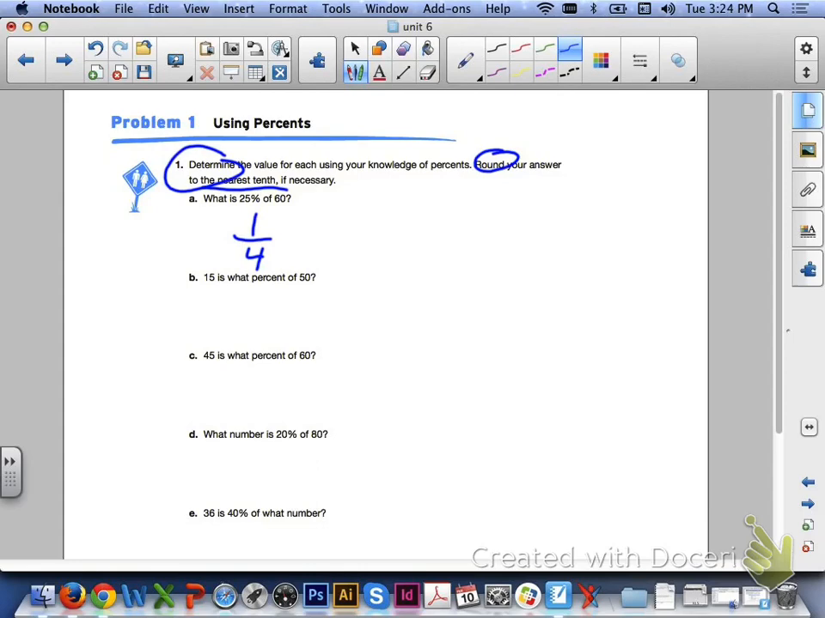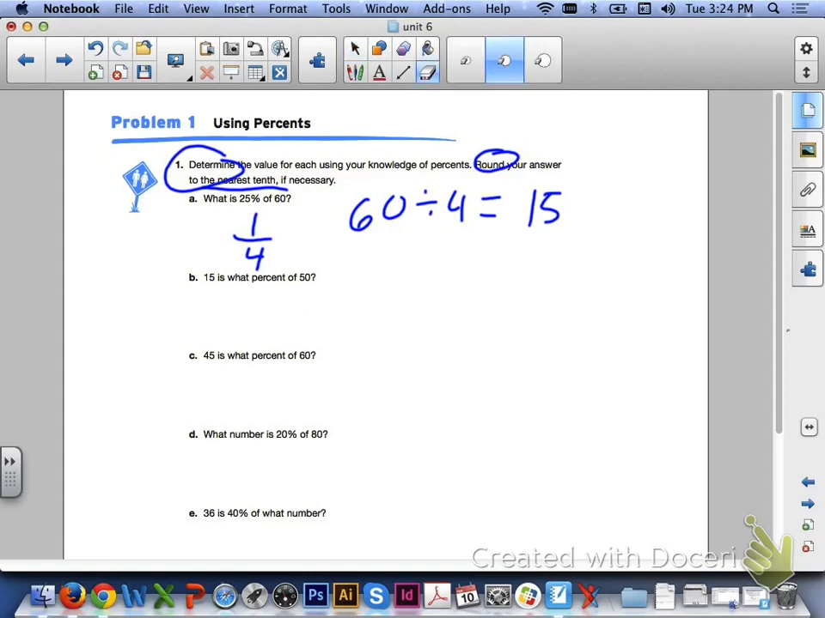So one thing that I could do is that I could take 60 and divide that by 4. And I know 60 divided by 4 equals 15. So 25% of 60 would also have to equal 15. So that's one way to solve that problem.